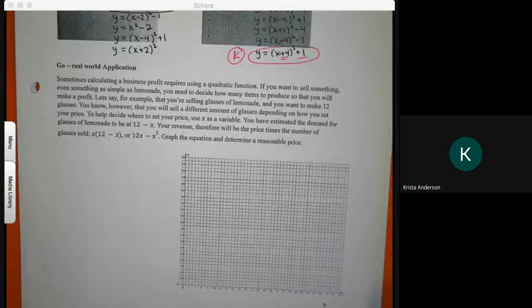Okay. Do you want to do the real world application, or do you want to skip it? You want to skip it and start graphing? All right.